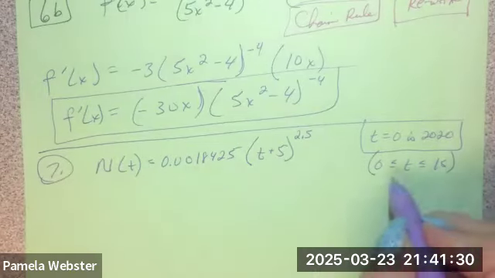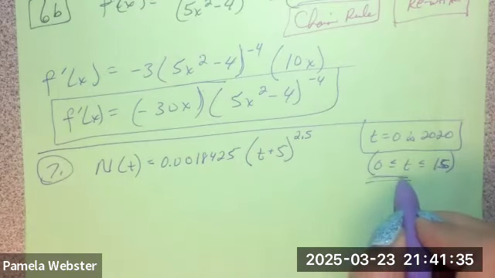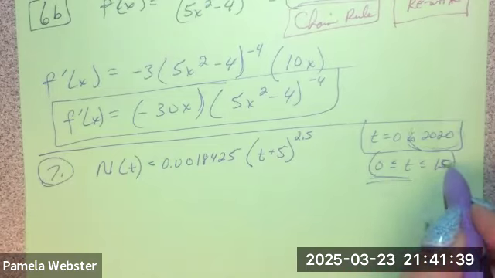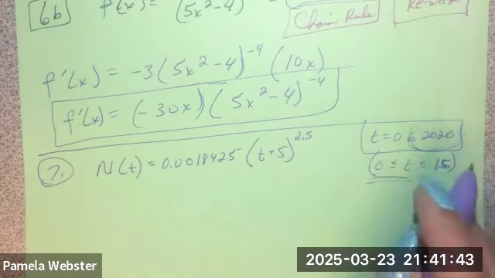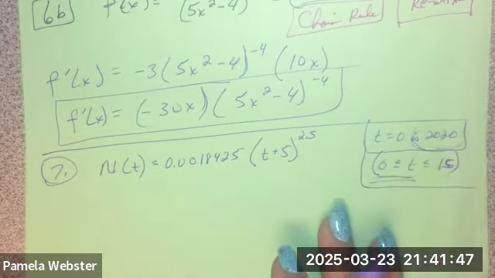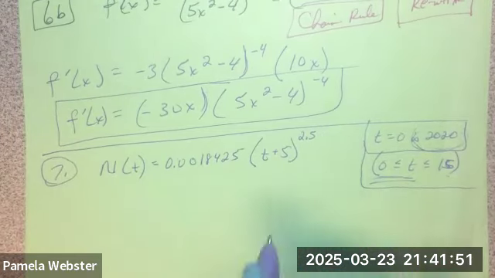What they're saying is this model is going to work okay for me from time equals 0, so 2020, up to year 15, which is 15 years later, so 2035, right? So we think this model is good in this time period. They're just letting us know. N of t is the number of jobs in millions.